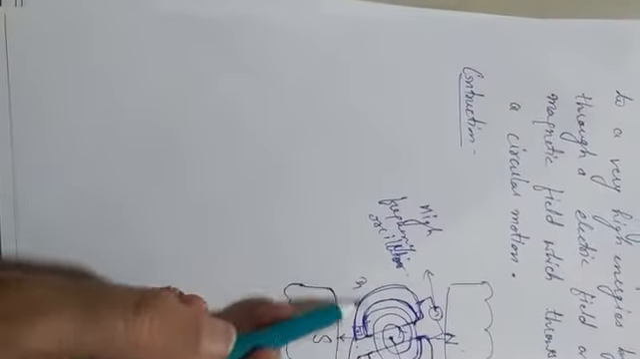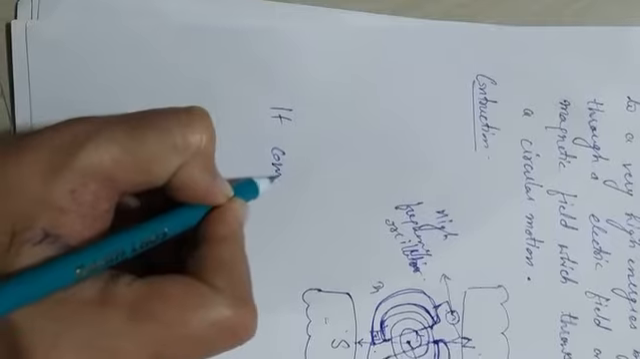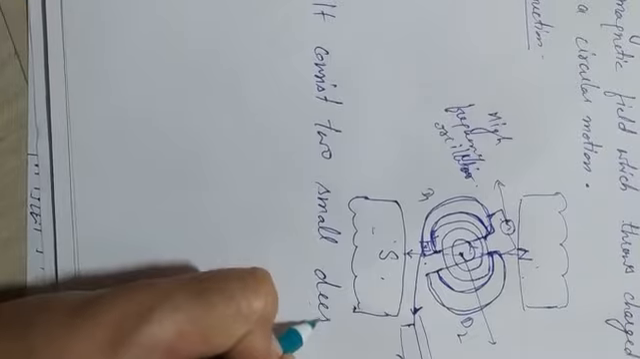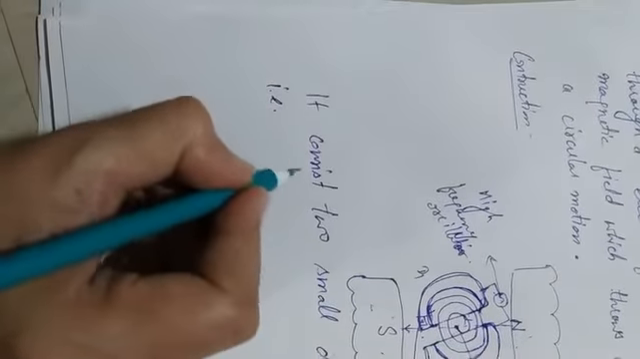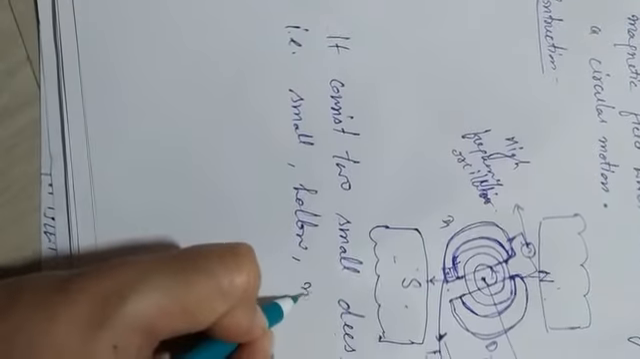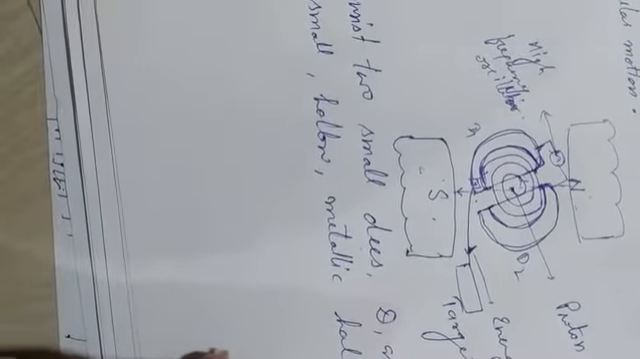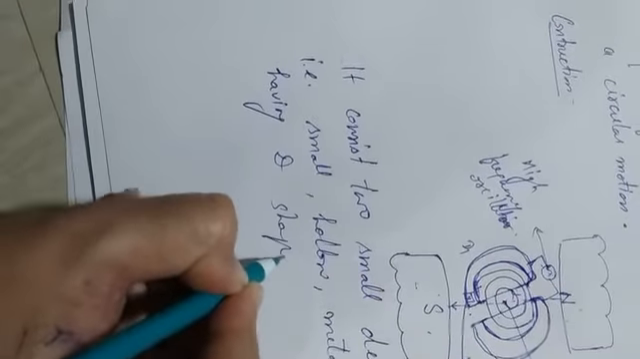Now here we have taken two Ds. In construction, it consists of two small hollow metallic slender boxes, D1 and D2, having a D shape.